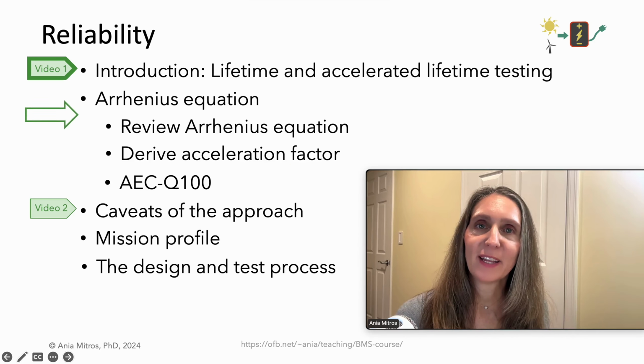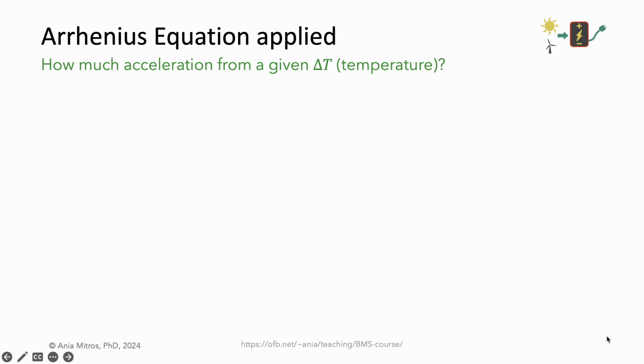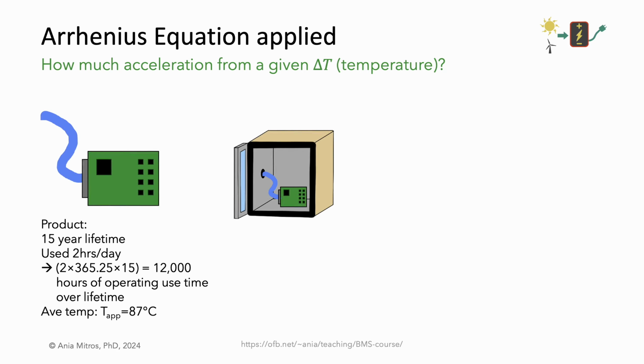Let's now apply the Arrhenius equation. We start with asking, how much acceleration does a given bake temperature provide? Consider again our example. Our product has a desired 15-year lifetime. It's expected to operate an average of 2 hours per day, so the total operating time is 12,000 hours. Assume an average product temperature of 87 degrees centigrade. So, we'll bake at some temperature above 87 C. But what temperature and how long?